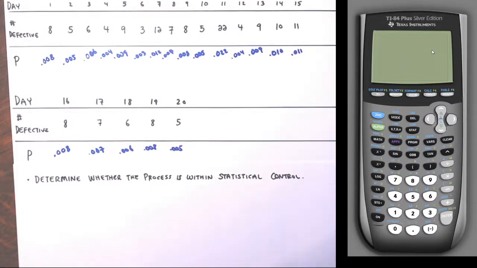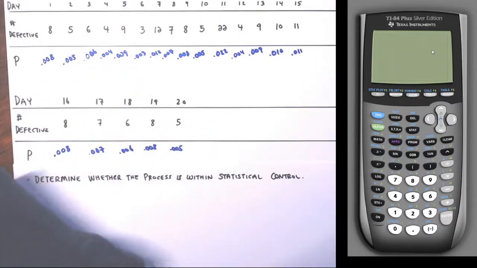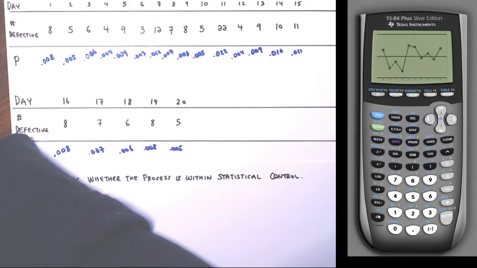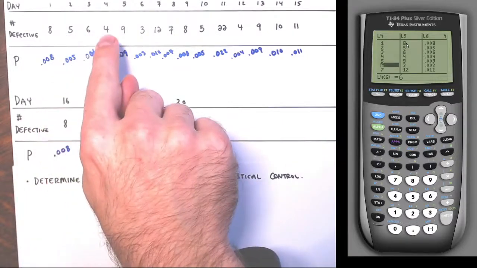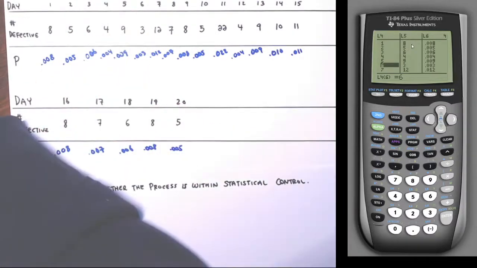Okay. So again, I went through and put these numbers in my calculator already. Let me show you. I go to the stat button here and edit. And you see my lists 4, 5, and 6. List 4 is the day numbers, days 1 through 20. List 5 is the number of defects out of 1,000. So 8 on the first day, 5 on the second day, 6 on the third day, 4 on the fourth day, 9 on the fifth day, just like in my chart. I got all 20 of those numbers entered.